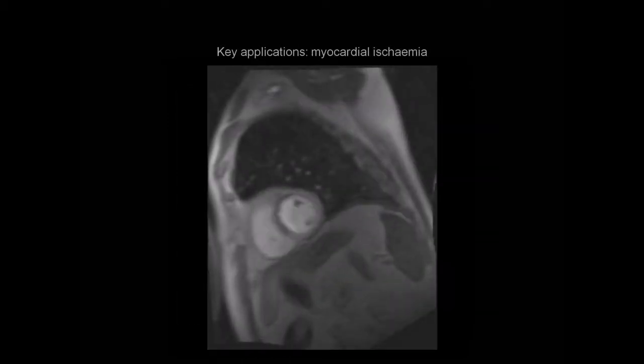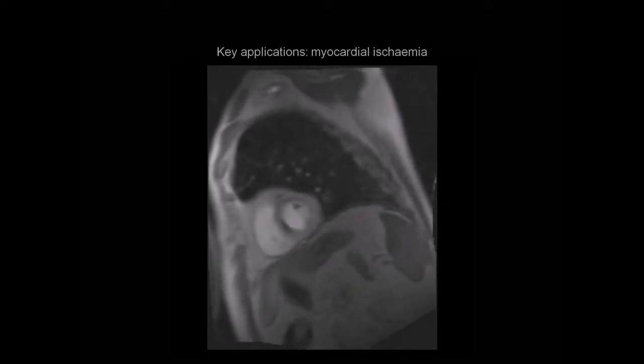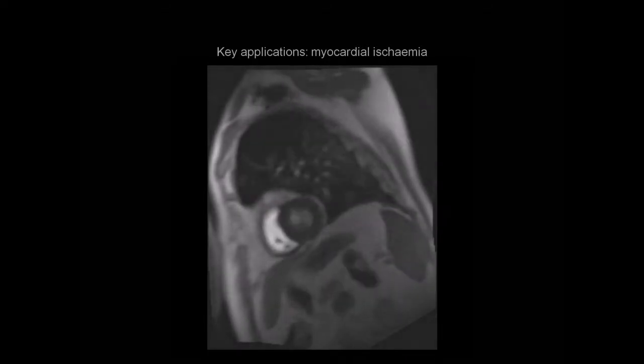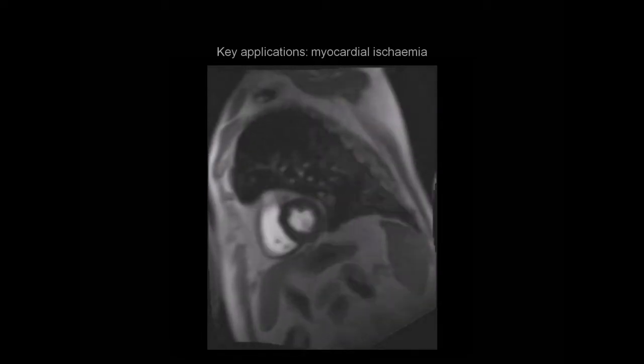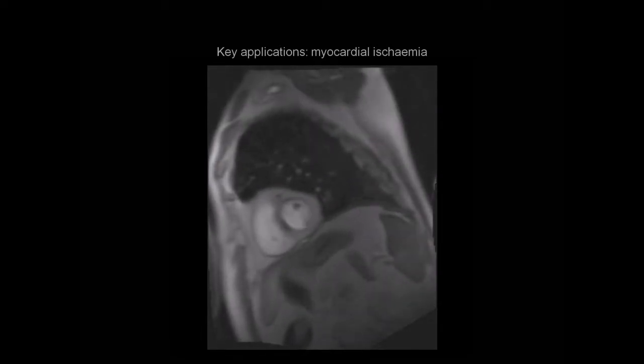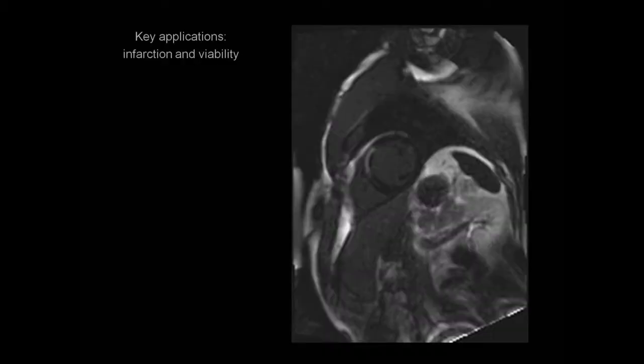CMR is also commonly used in the assessment of myocardial ischemia, as in this myocardial perfusion study in a patient with LAD disease shown here. CMR offers a high degree of sensitivity and specificity in ischemia assessment. The use of late gadolinium enhancement imaging allows us to identify areas of myocardial infarction, as shown here, and also to assess residual myocardial viability.